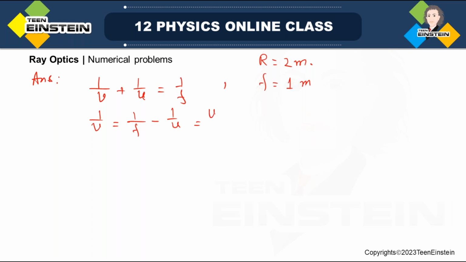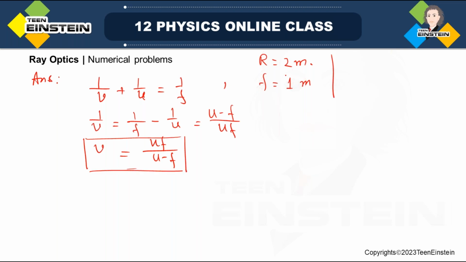That means this is u minus f divided by u into f. So v will be uf by u minus f. So this is the formula. I'm just writing it down here so that I can get a clear space. So the image distance will be u into f divided by u minus f. If we know u and f, then we will get the image distance.